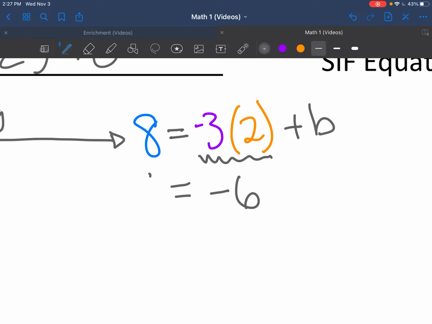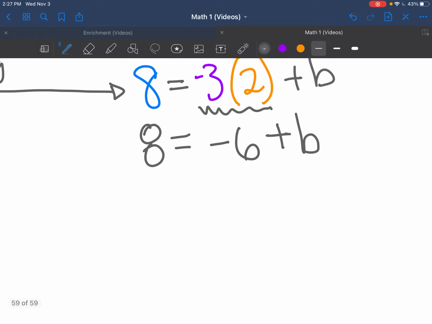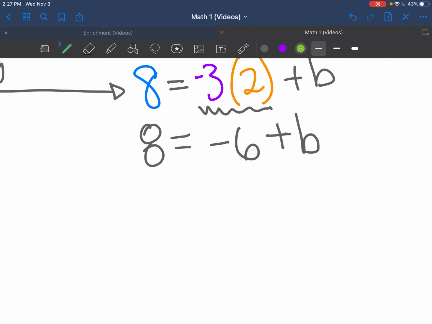So that means we can bring everything else down because we didn't mess with anything else. Then what we need to do is figure out b. In order to figure out b, the -6 needs to go to the dark side, right? It's got to go to the other side. And when someone goes to the dark side, that means they change, right? Like Anakin Skywalker changed into Darth Vader.